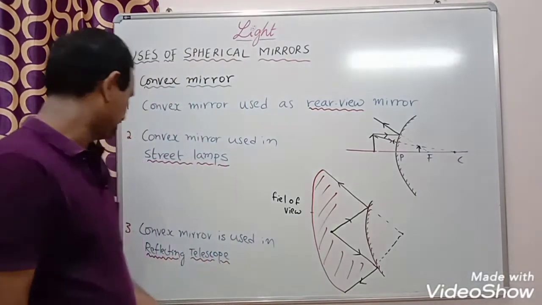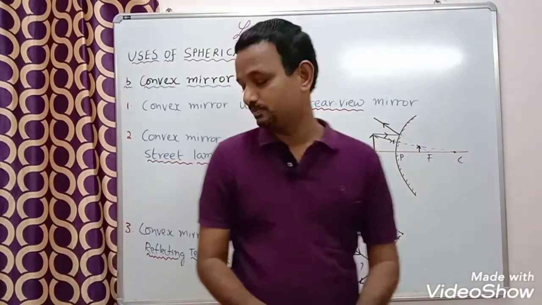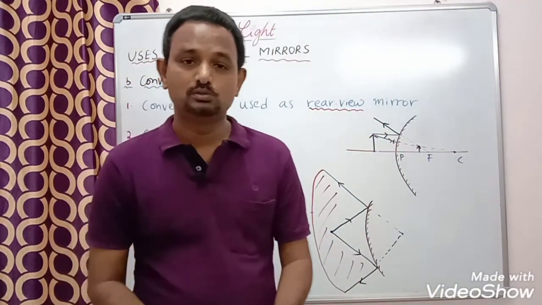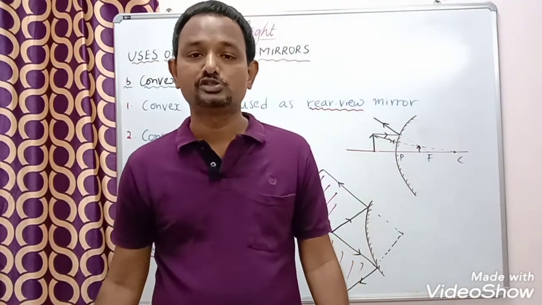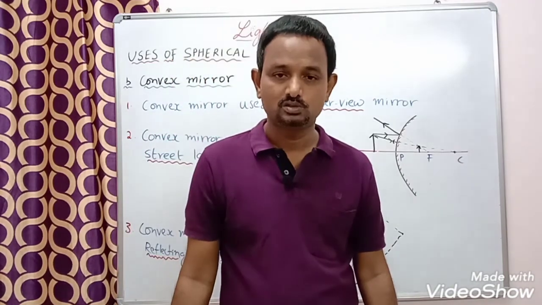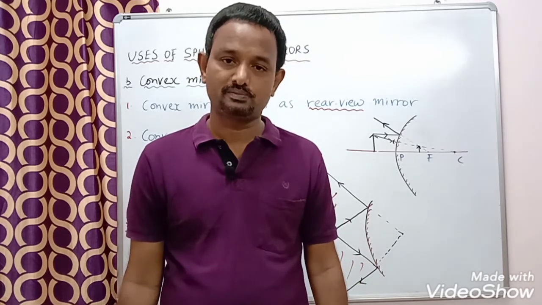Then a convex mirror is used in reflecting telescopes. Already I told you, both convex and concave mirrors are used in reflecting telescopes like the Cassegrain telescope. Okay, that's about the uses of concave and convex mirrors.